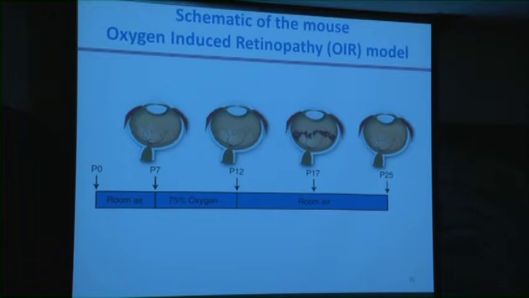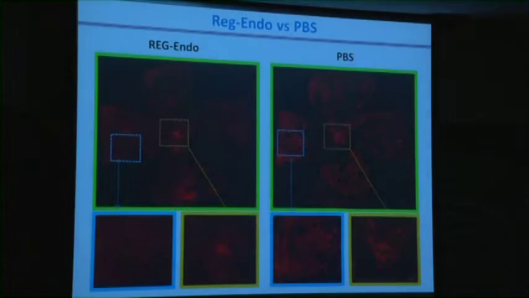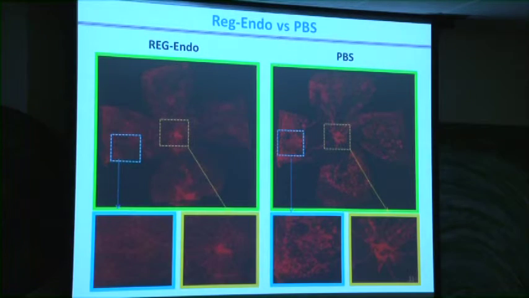However, if you leave them long enough in room air, the vessels will actually recede. So the period of hypoxia is important, and we decided to do our intravitreal injections here. And then we did our data analysis at P17. So this is how we analyze the data.